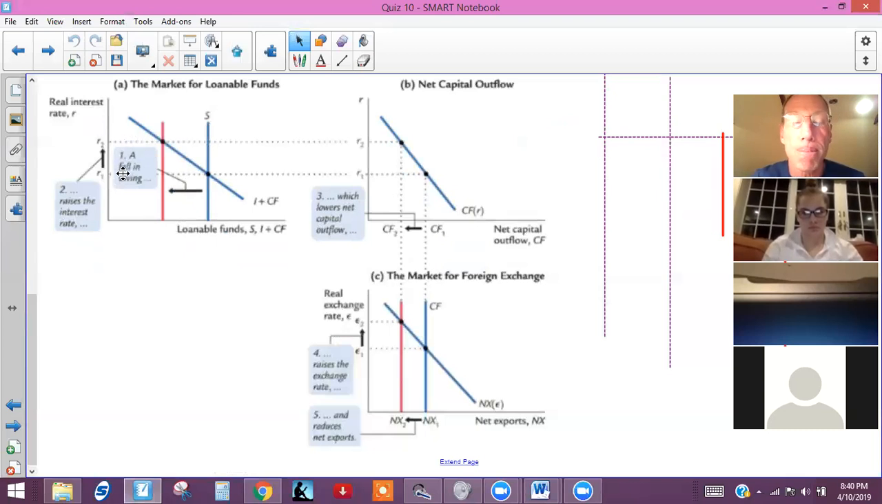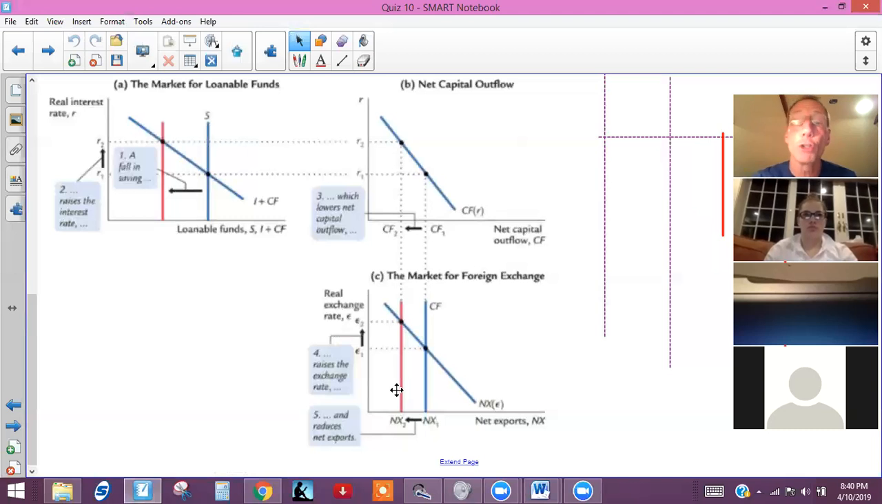So I'm trying to think how to explain. If net exports drop, that means we are importing more, which means we are supplying more of our dollars on the world market.